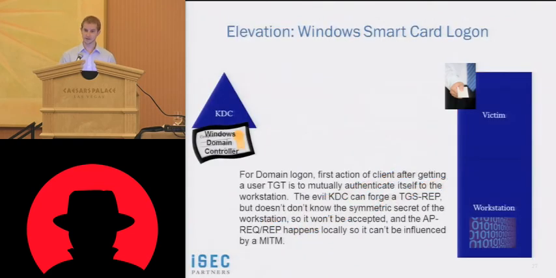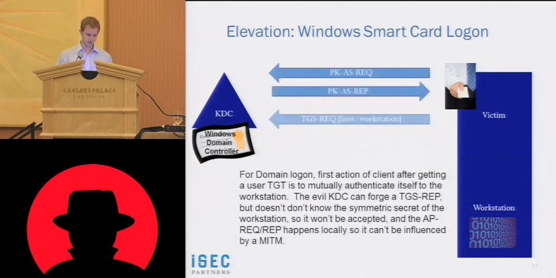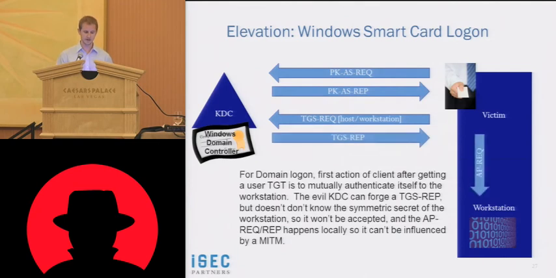Turns out that on Windows, this is much more difficult, and the basic naive attack we just showed there fails. This is because the victim isn't just authenticating to the KDC, the victim has to authenticate to their workstation. So they make their initial request, and then they ask for a ticket to log onto their workstation, and they send that ticket locally, inside the machine where it can't be influenced by the network attacker, to complete their authentication.